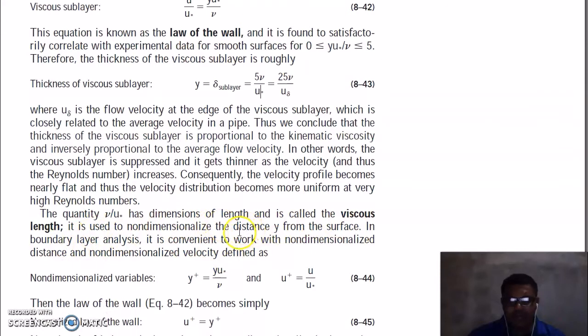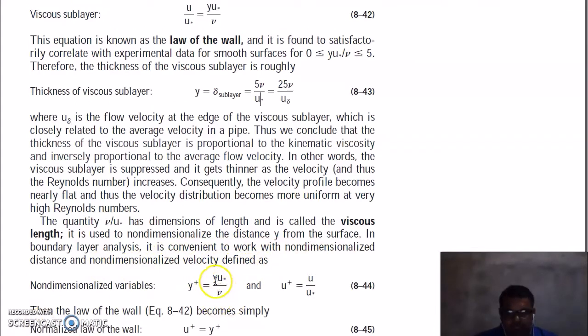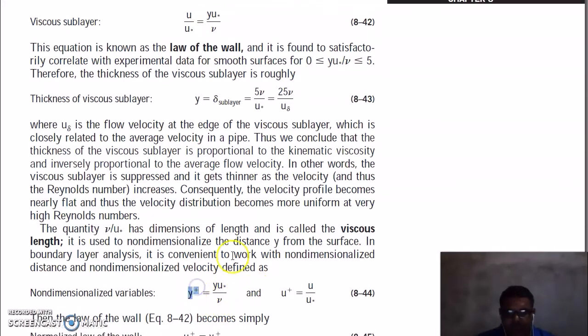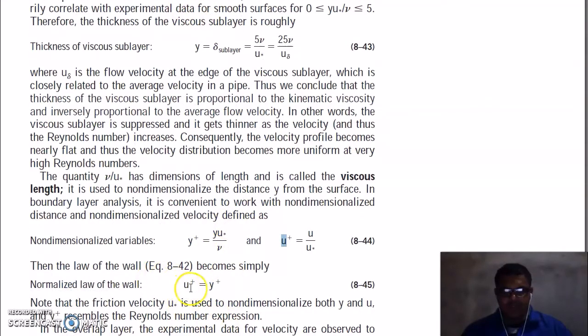It is non-dimensionalized. The distance y from the surface. In boundary layer analysis, it is convenient to work with non-dimensional distance and non-dimensional velocity. So this is a non-dimensional term, y u star by v, because it is the ratio of length to viscous length, so it is represented by a non-dimensional variable. And this is also a non-dimensional term, which is u star here. Replacing these, we get u non-dimensionalized and y non-dimensionalized.